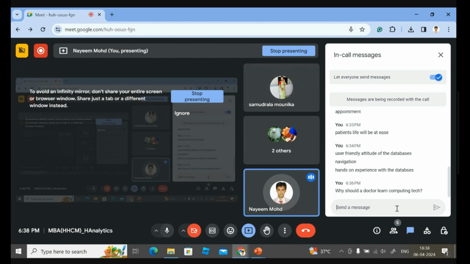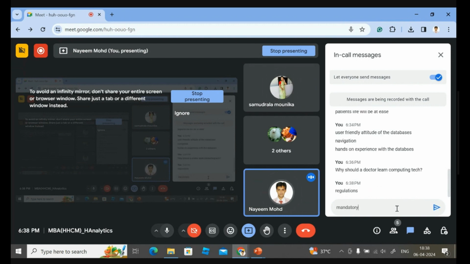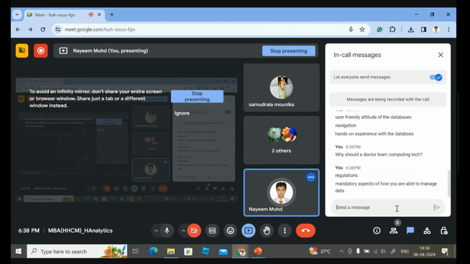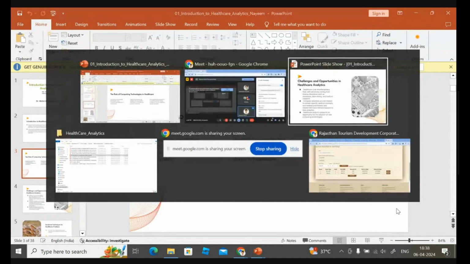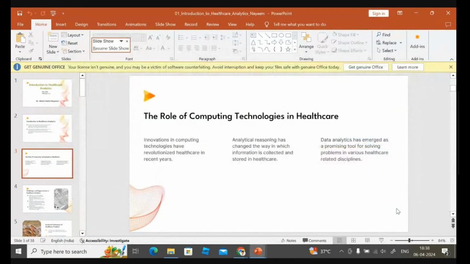There are some regulations as well, some mandatory aspects of how you are able to manage data. Hence, it is of great importance to all of them to look after it. That is the reason even the doctors are not spared. You may be super specialized, the best cardiologist, but at the same time, you should have this, and it is learnable and it is easy. Hence, that is the reason we are concerned about it.